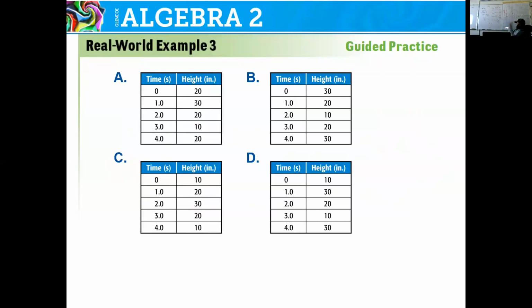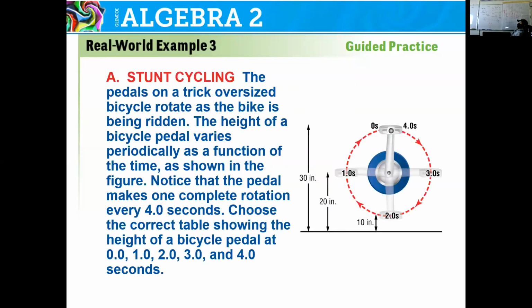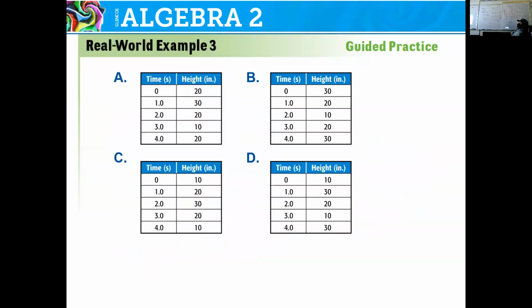So 0 should be our highest, right? Because that's our maximum value at 30 inches. So at 0 seconds, it's 30 inches. So right there, we can eliminate A, C, and D. Because they have time in seconds, the height is at 10 inches. So that's not representative of the diagram that they gave us. So our correct answer has to be B. And you can see that it just repeats itself.